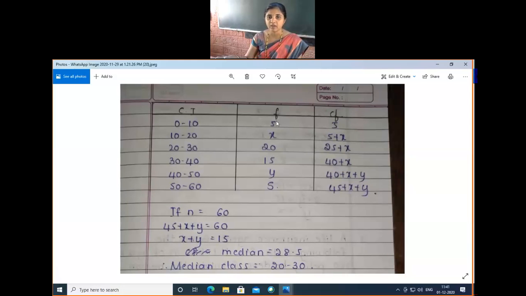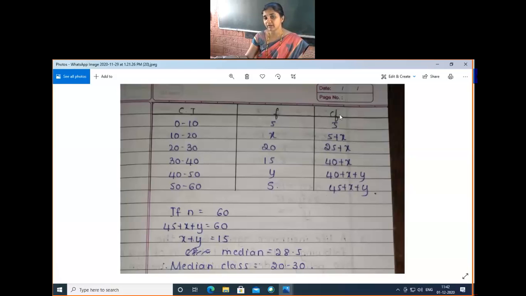Addition of the frequencies gives the cumulative frequency. First 5, then 5 plus x, then 5 plus x plus 20, that is 25 plus x. Then 25 plus x plus 15, that is 40 plus x. Then 40 plus x plus y. Then 40 plus x plus y plus 5, that is 45 plus x plus y. This is the cumulative frequency column. N is the total number of observations, that is the frequency total, 60.